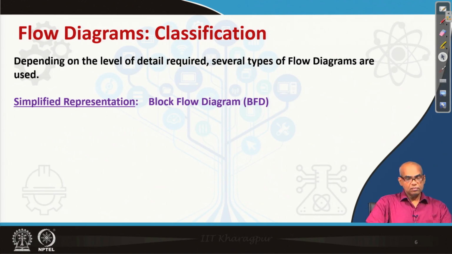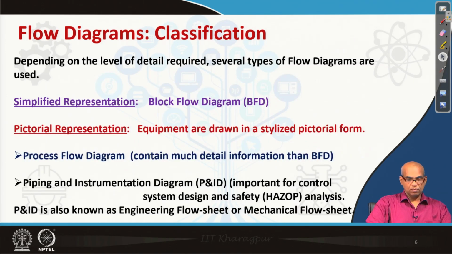Block flow diagram is a very simplified representation of the process, whereas process flow diagram and piping and instrumentation diagram are much more involved and they pictorially represent the chemical process. They contain much more detailed information than block flow diagram does.